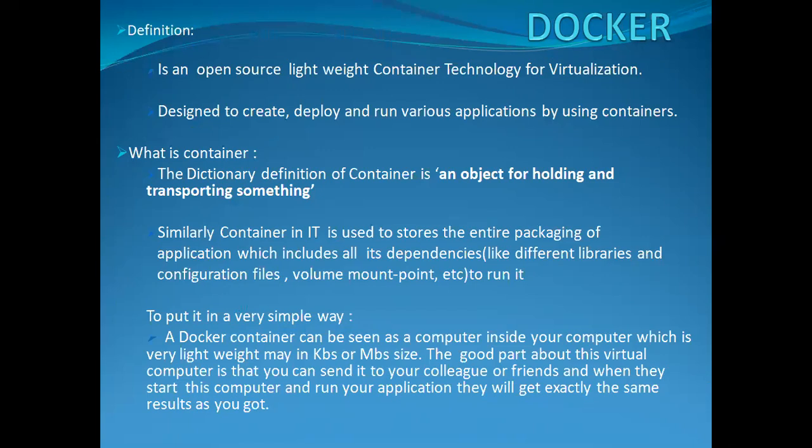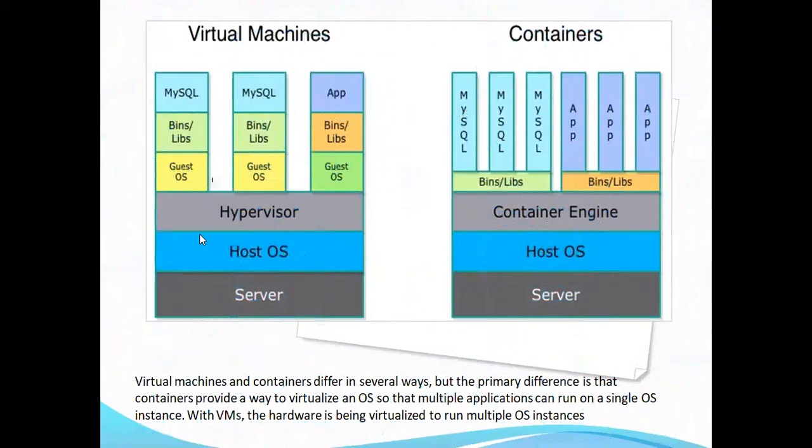All right, and if you are still confused, to put it in a simple way, in layman's terms, this is taken from the web. A Docker container can be seen as a computer inside your computer, which is very lightweight, maybe in KBs or MBs. And the good part about this virtual machine is that when you send it to a colleague or a friend, and when they start this computer on their machine and run your application, they get the same output as you got. All right. So what is the difference between the virtual machine and a container?